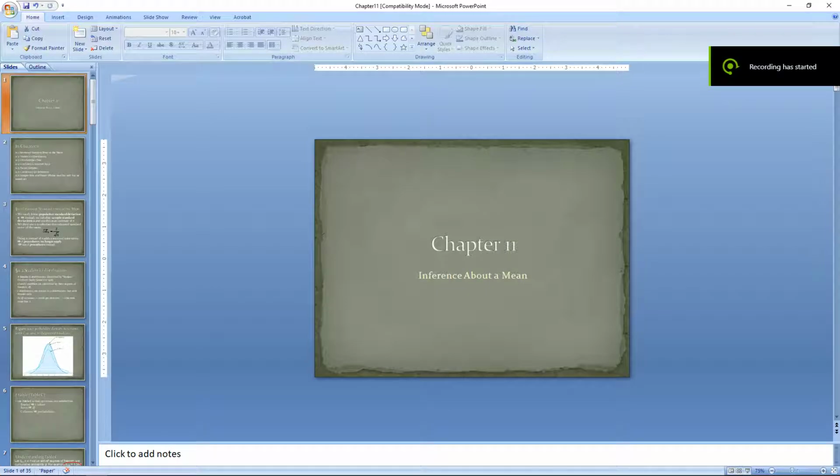Hello everyone, and we're going to continue our journey in biostatistics with chapter 11, Inference About a Mean. In this chapter, we start getting into setting us up to get to different statistical designs, specifically when we start getting to ANOVA and chi-squared and different types of statistical analysis that we can run. But we need to learn a couple more things before we quite get there.